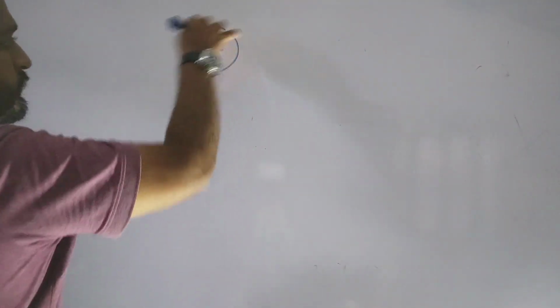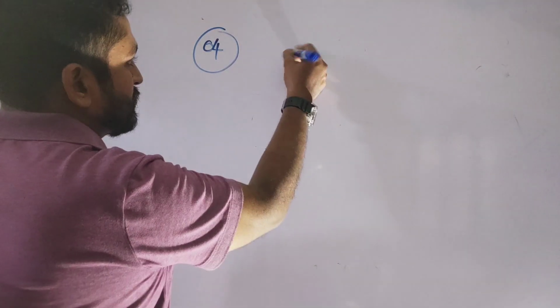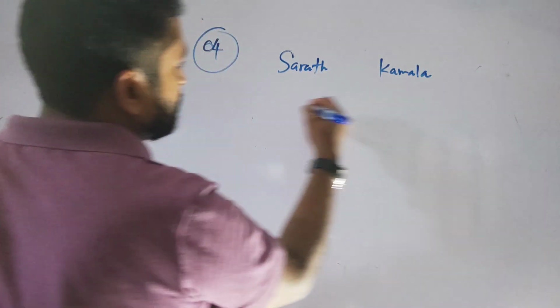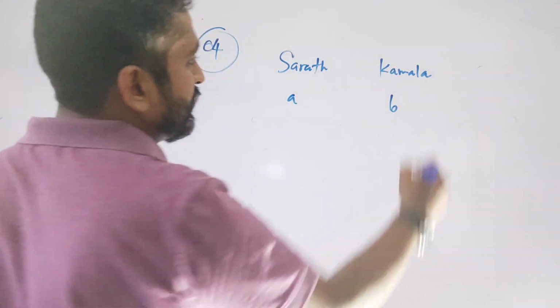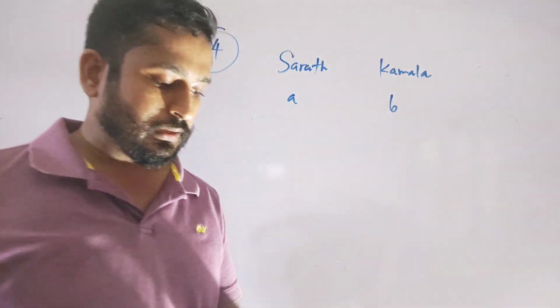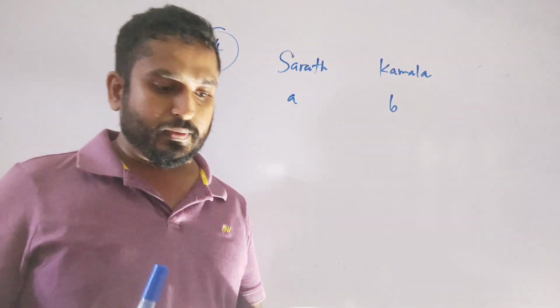Question number 4. In question number 4, Sarath and Kamala each have a collection of marbles. If Sarath gives 4 marbles to Kamala, yeah, it is better always to put an unknown here. Unknowns, I mean, because it is about the number of marbles for Sarath and Kamala. So let us start. Let us say for Sarath, number of marbles are A. For Kamala, number of marbles are B. Right. Then what is the first condition they have given?